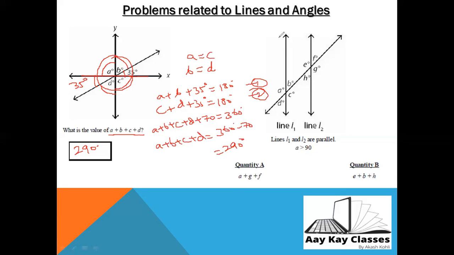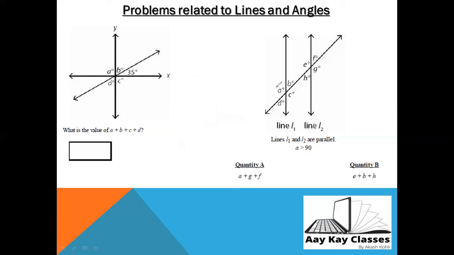Now let's start with this question. This is A, B, C, D, E, F, G, H. All right. So lines L1 and L2 are parallel. This is line L1 and L2. These are parallel. And of course, this is transversal. There is no name which is given to this. It's okay. So A is greater than 90. A's value is greater than 90.